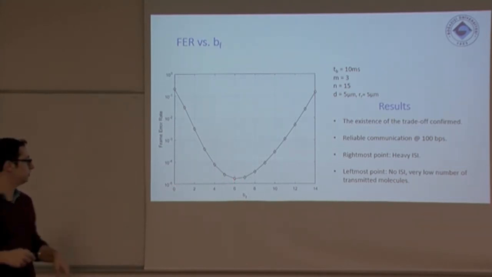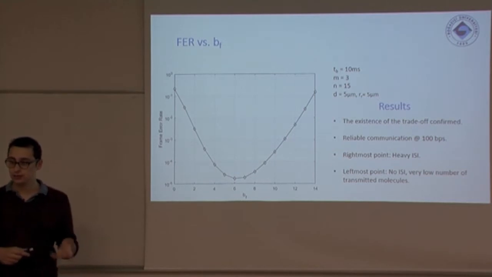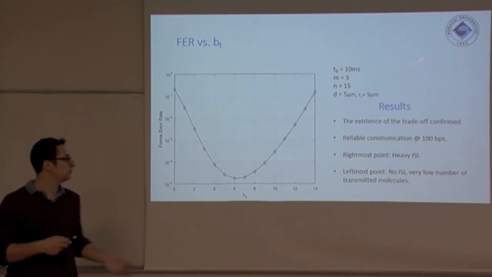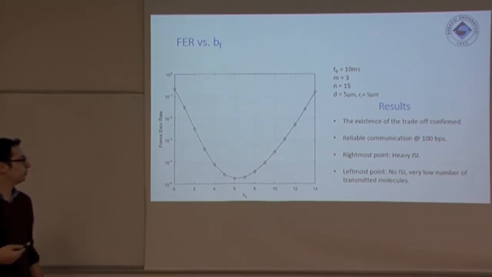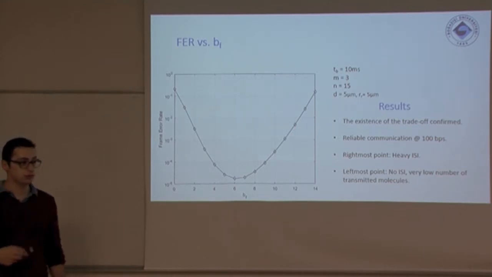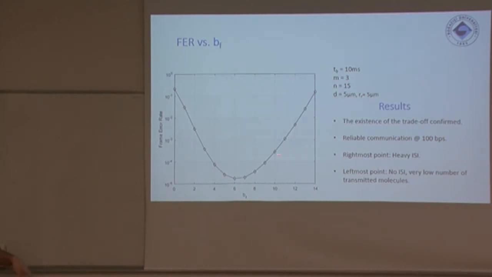A system that yields 10 to the minus 5 error probability while communicating at a 10 millisecond data rate is really good. And of course, this comes at a cost of complexity due to the frame molecules. Anyway, the existence of a trade-off is confirmed, as you can see. We have reliable communications at 100 bits per second. Actually, if we have more bits that we can encode our message in, then we can communicate a lot faster, maybe 1 millisecond, maybe even more.